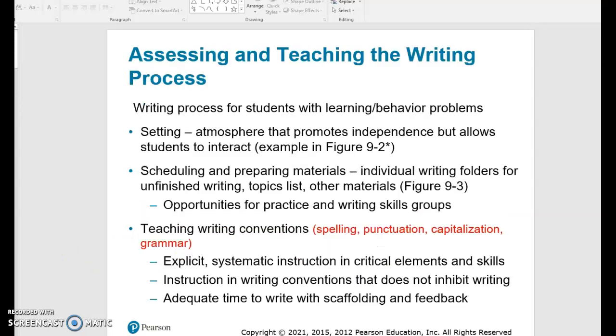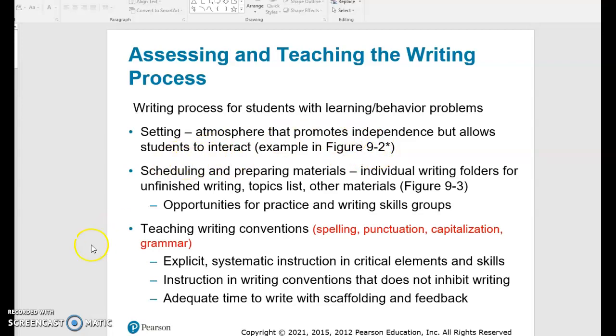So, of course, we want to think about teaching and assessing the writing process. For your students with learning and behavior problems, you want to think about the setting, like what is the atmosphere in your classroom when you're teaching writing. You want to promote independence, but also allow students to interact.